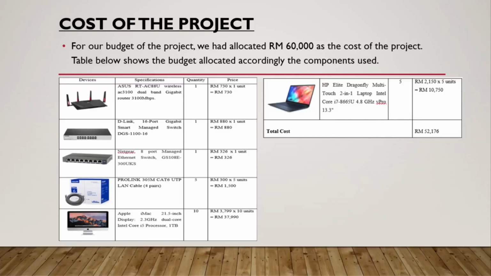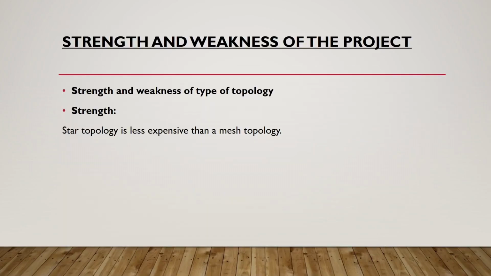Now we go to the cost of the project. For our budget of the project, we had allocated around 60,000 ringgit as the cost of the project. Firstly, we have 1 unit of router, and for switch we have 1 unit of 16 port and 1 unit for 8 port managed switch. And then we have 5 units of UTP LAN cables and 10 units for PC and 5 units for laptops. And the total cost would be around 52,176 ringgit.